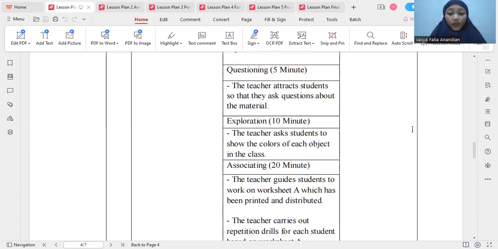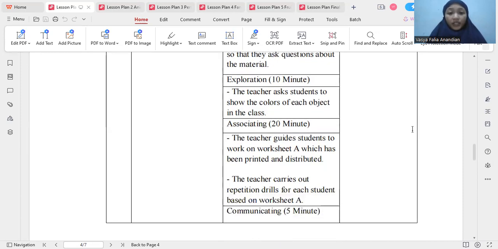Next part is associating, 20 minutes. The teacher grades students on worksheet A that I already explained earlier and which has been printed and distributed to the students. The teacher carries out repetition drills for each student based on worksheet A.